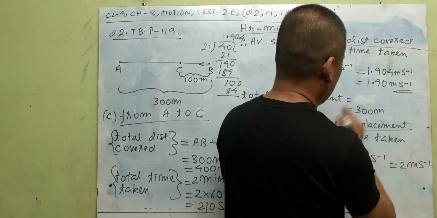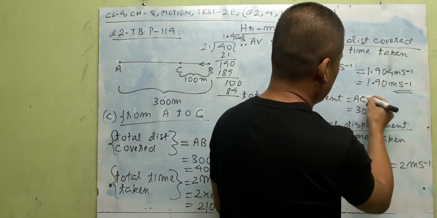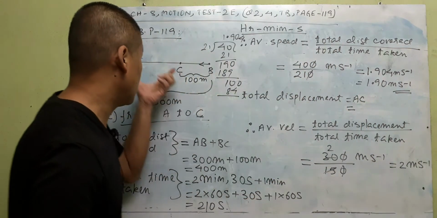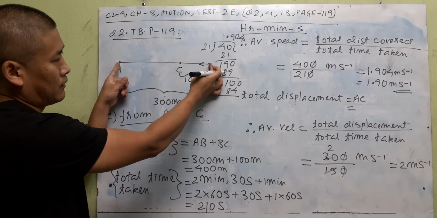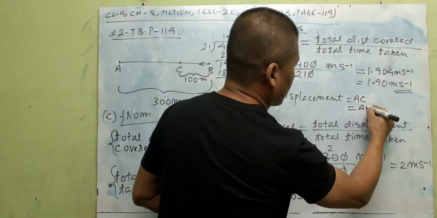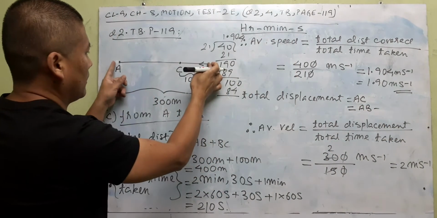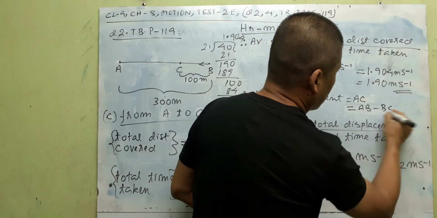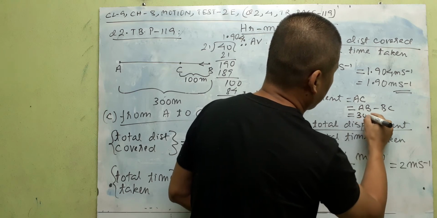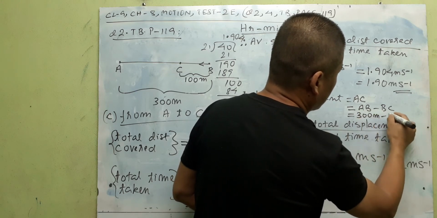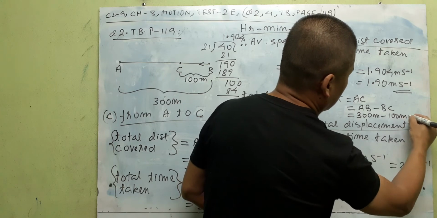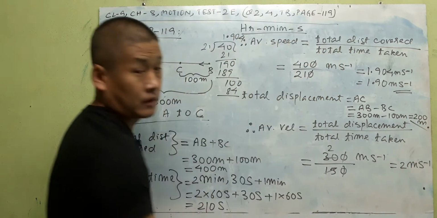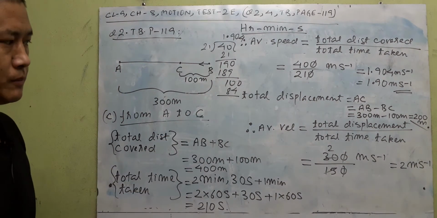So this is AC. Now AC is nothing but, if you will patiently look here, this distance you can express in another way, AB minus BC, then you will get this portion AC. So we can put the BC. So AB is 300 meter minus BC is 100 meter. So that will be equal to 200 meter. Right? So displacement this time is 200 meter.